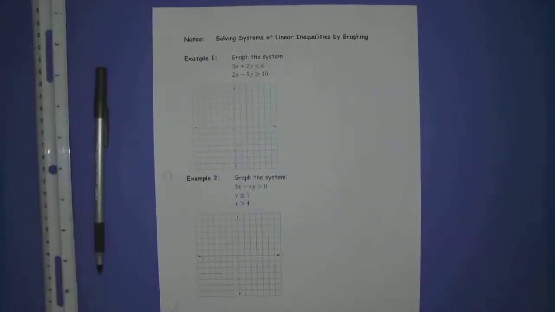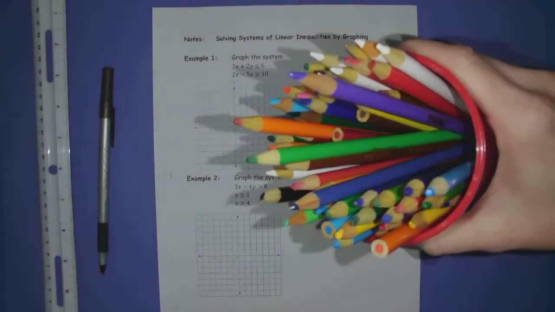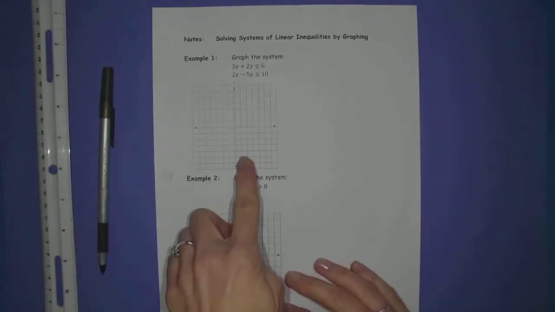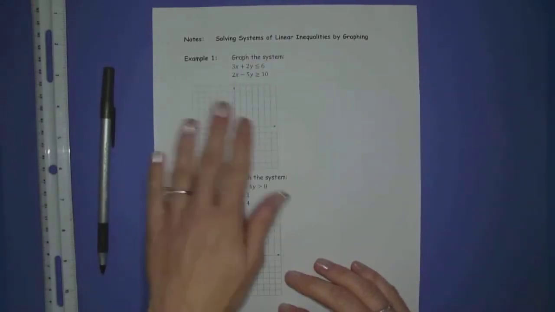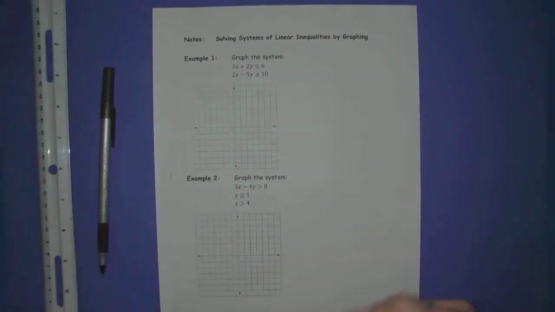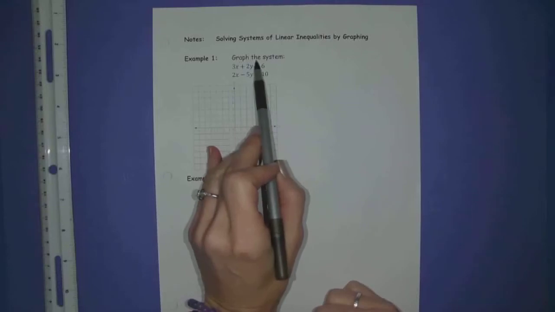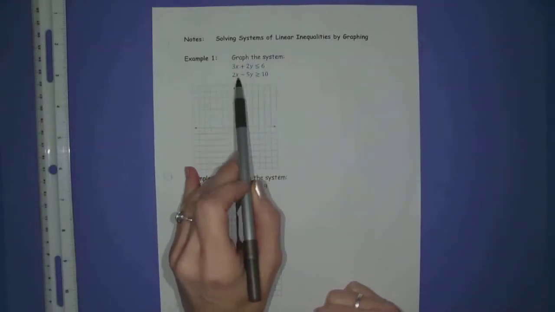So you may want to grab, like I have here, some colored pencils or maybe some different colored pens, something that you like to work with, because what's easier with these graphs is to use color and to color code things. Okay, so let's take a look at example 1. It says graph the system, and here it is.